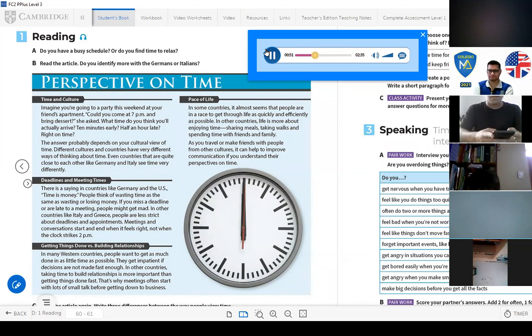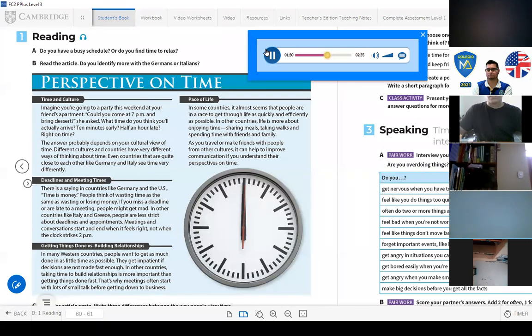Deadlines and meeting times. There is a saying in countries like Germany and the US. Time is money. People think of wasting time as the same as wasting or losing money. If you miss a deadline or are late to a meeting, people might get mad. In other countries like Italy and Greece, people are less strict about deadlines and appointments. Meetings and conversations start and end when it feels right, not when the clock strikes 2 p.m.